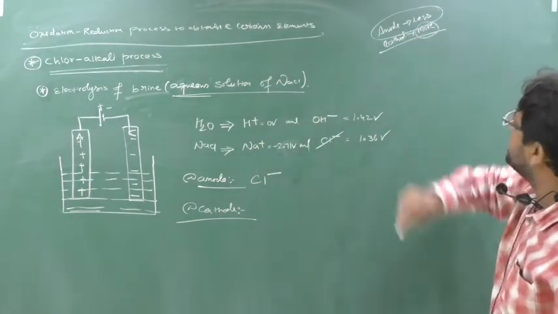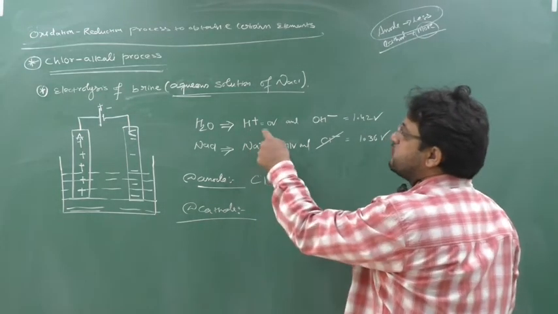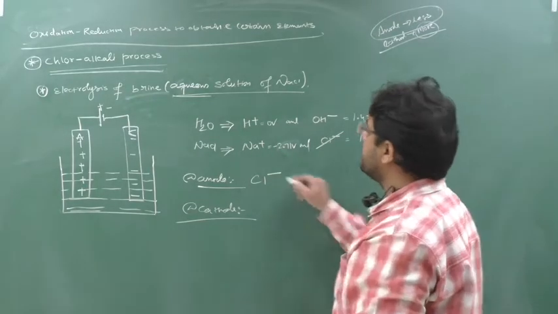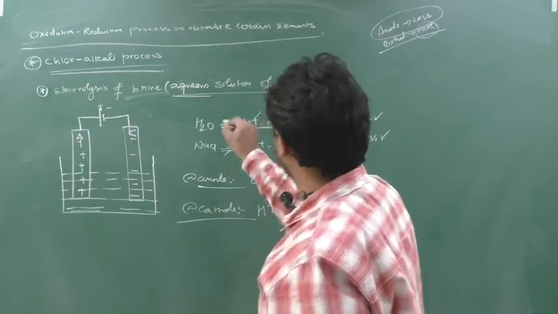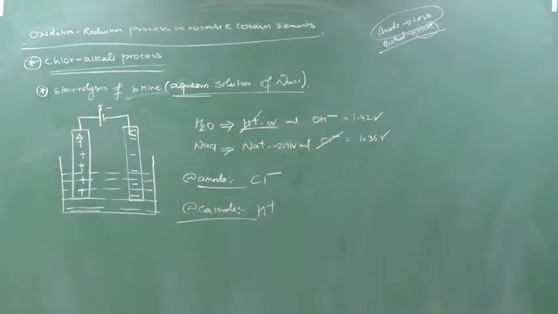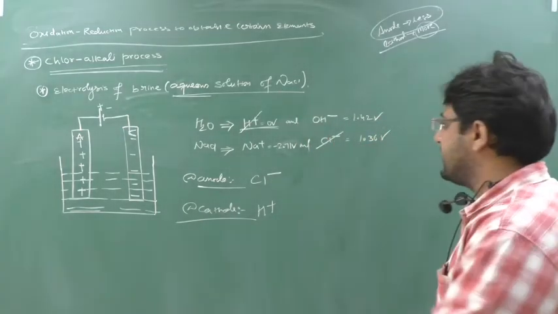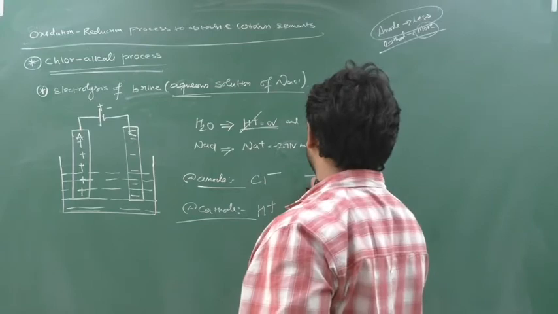So now at the cathode, who will win? At the cathode, the more value will win. So Na plus is minus 2.71 and hydrogen is 0. Out of 0 and minus 2.71, which value is more? 0 is more. So at the cathode H plus will win. Clear? So at the anode Cl minus will go instead of OH minus, and at the cathode H plus will go instead of Na plus. So this Cl minus at the anode, what will occur, beta?